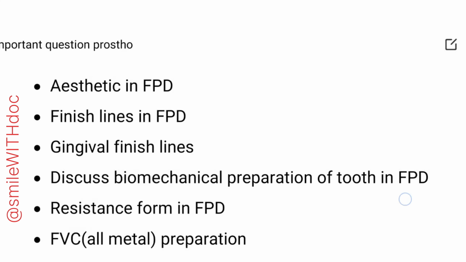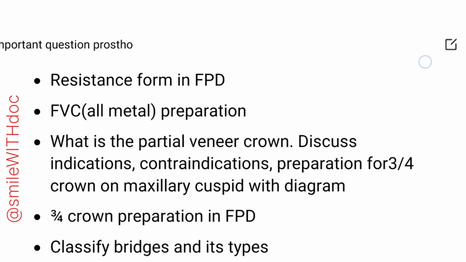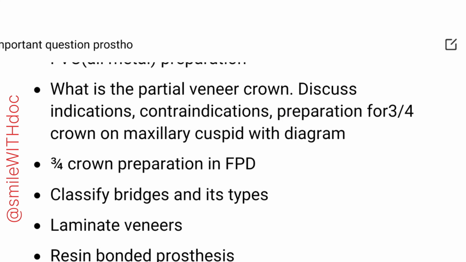Discuss biomechanical preparation of tooth in FPD, very important in 15 marks question. Resistance form in FPD. Full veneer crown all metal preparation. What is the partial veneer crown? Discuss indication, contraindication, preparation for 3/4 crown on maxillary cuspid with diagram. It's a 15 marks question. 3/4 crown preparation can be asked in 15 marks as well as in 4 and 5 marks question. It's a very important topic.